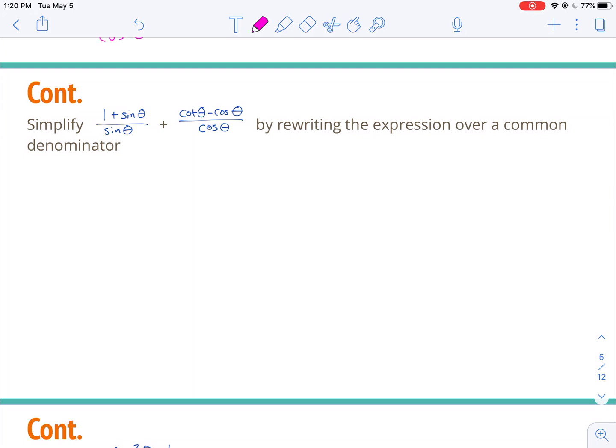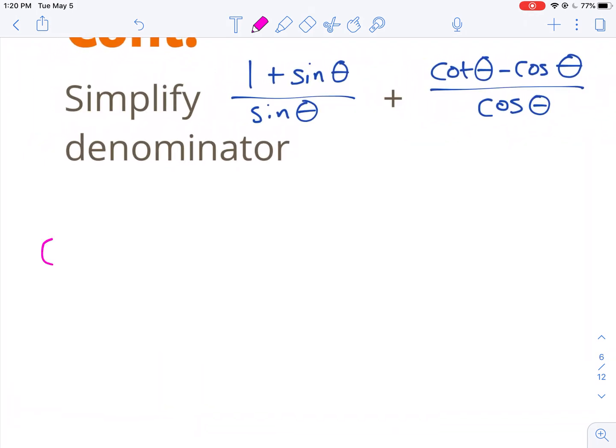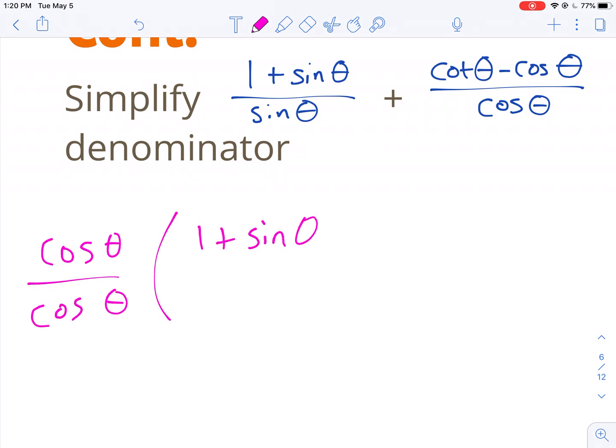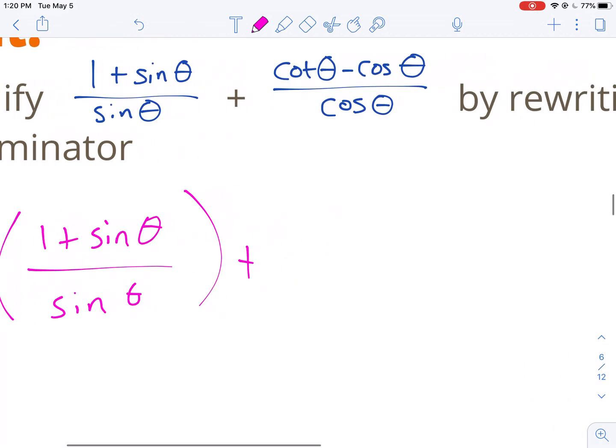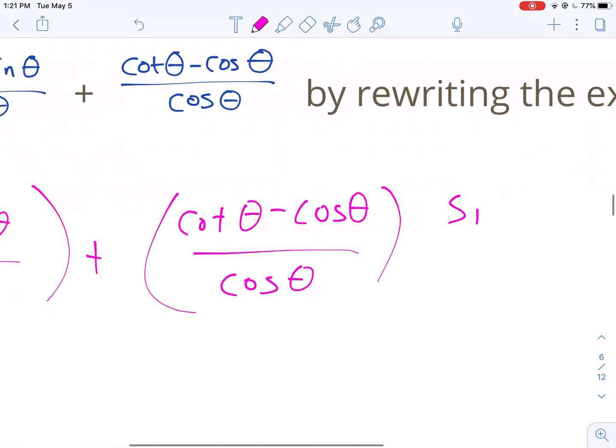Simplify 1 plus sine theta over sine theta plus the cotangent of theta minus the cosine of theta over the cosine of theta by rewriting the expression over a common denominator. Well, this is practicing your algebra. We're going to multiply cosine theta over cosine theta times 1 plus sine theta over sine theta. And that's going to be added to the cotangent of theta minus the cosine of theta all over the cosine of theta multiplied by the sine of theta over the sine of theta.